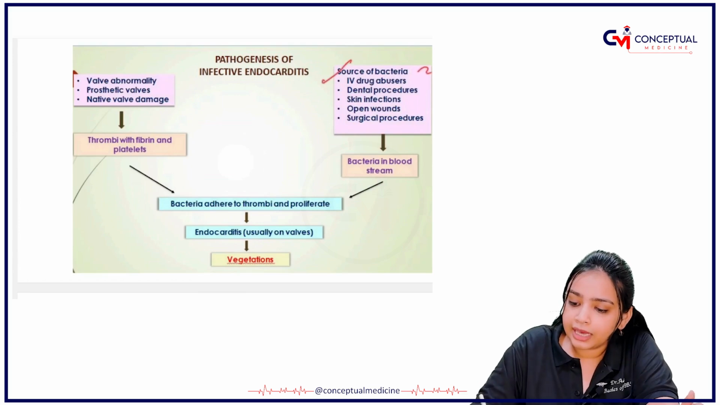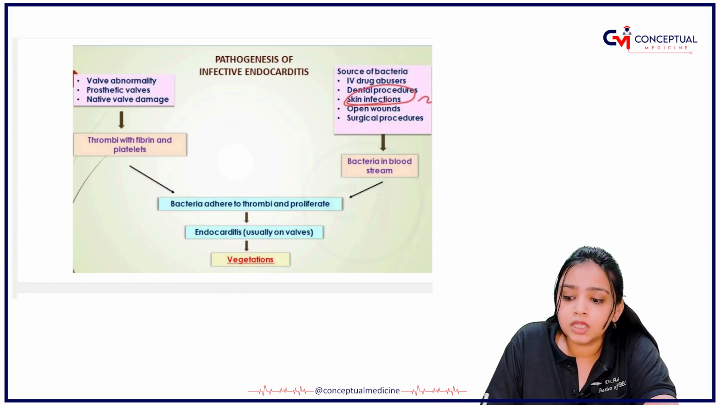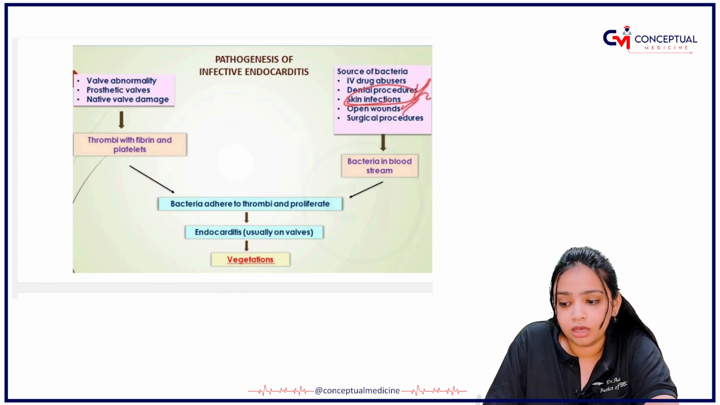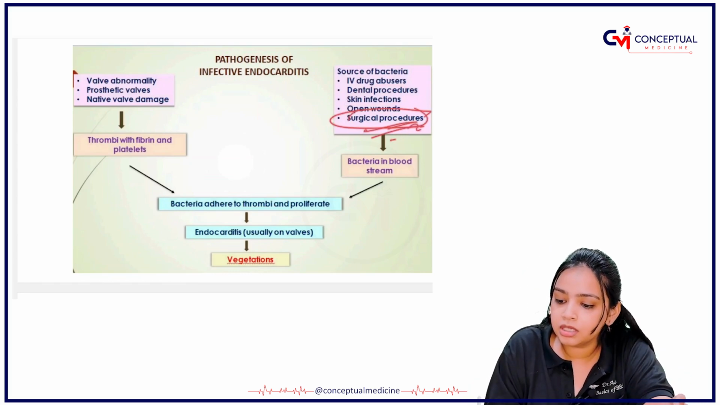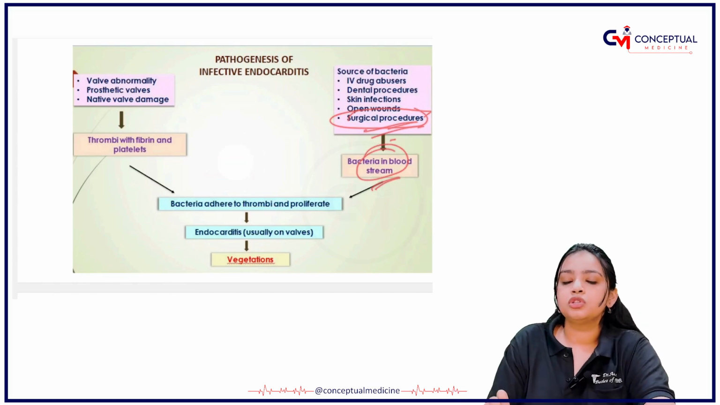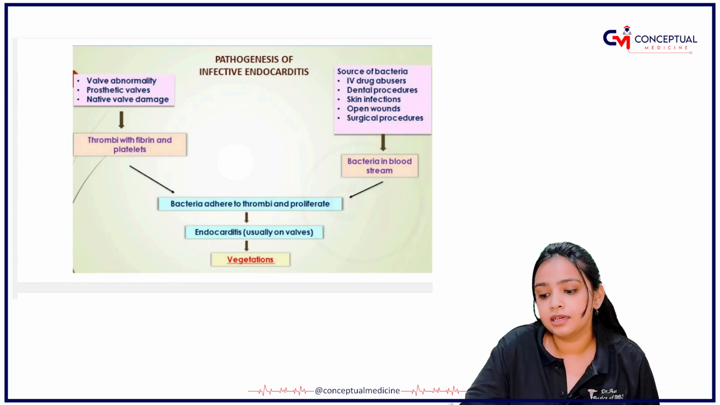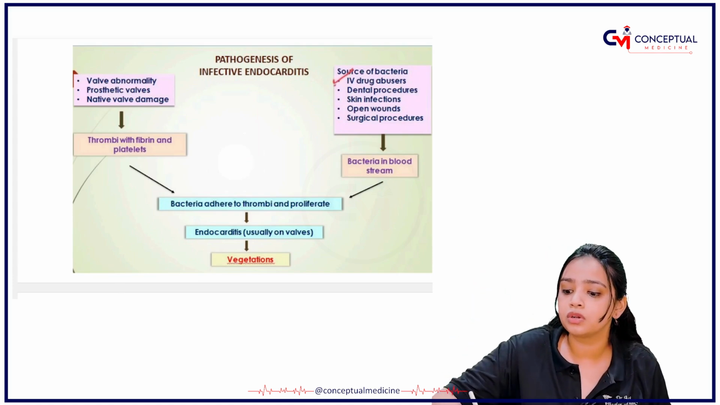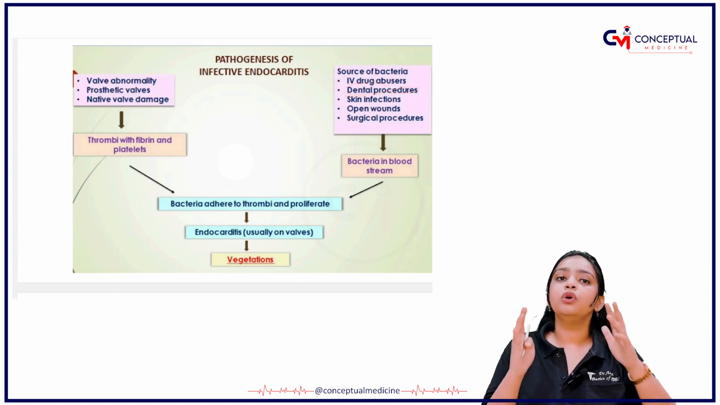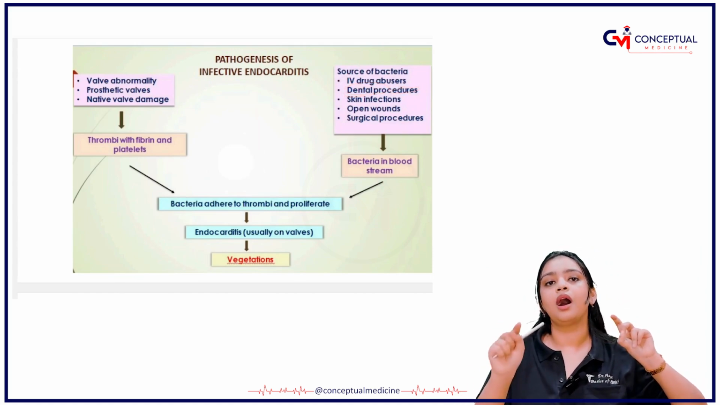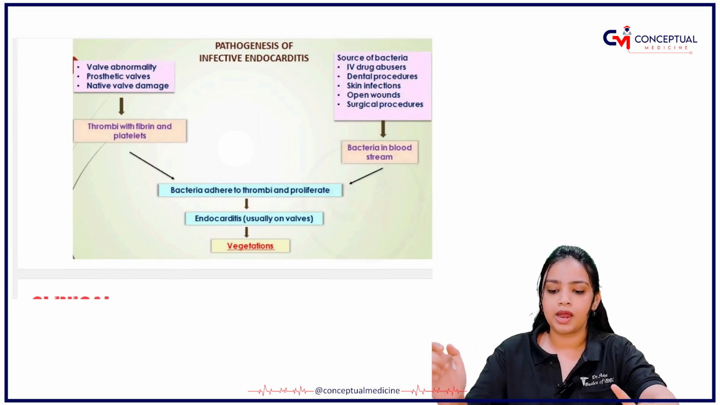Okay. Other sources of bacteria can be either the person is an IV drug user, or he can have a skin infection, or some dental procedures were done, right? And either the surgical procedures are done. So if they give you a case scenario now, they will also mention that there is a history that the patient was on IV drugs, or they can mention the dental procedure. So look, these two are basically your keywords for diagnosing a patient of infective endocarditis.